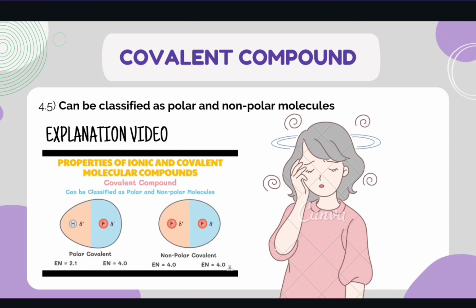When two identical atoms covalently bond with each other, like two atoms of fluorine, there would be equal sharing of electrons between the fluorine atoms. This type of bond is a nonpolar covalent bond.